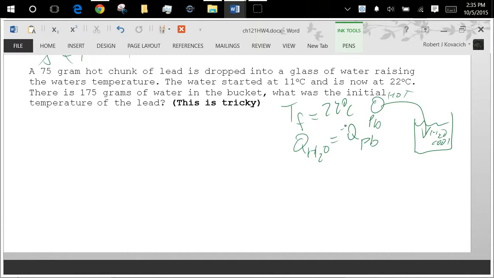Why they're both 22 or why it's 22? Yeah, why is the final temperature of the lead 22? Because what was the final temperature of the water? So why did the water's temp go from 11 up to 22? Because the lead was hot, right? So the lead was giving it calories and the water temperature was going up. But why all of a sudden did it stop going up at 22? Why didn't it make it to 23 or 28? Or why didn't it stop at 20?